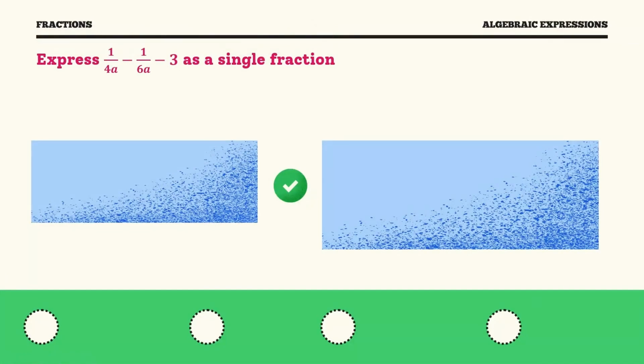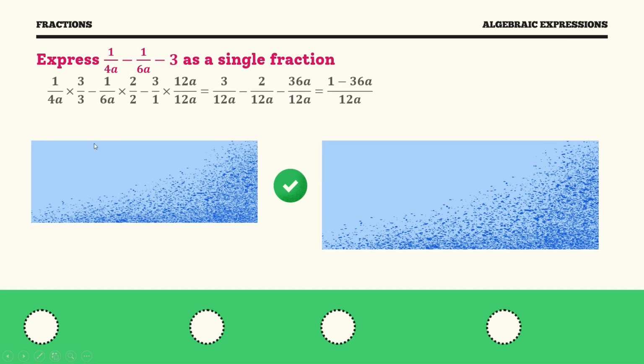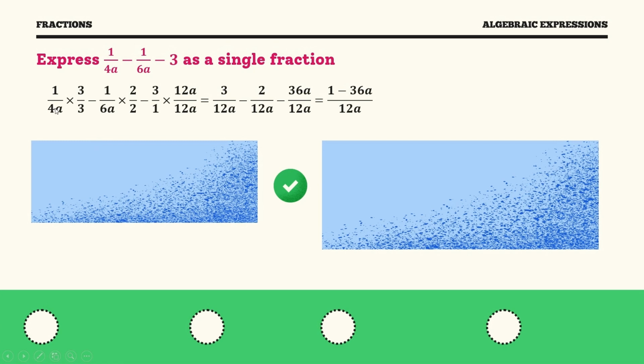Okay, here's an example. They need us to express 1 over 4a minus 1 over 6a minus 3 as a single fraction. We can see that this algebraic expression consists of subtraction operations. So, in fractions, we need to make the denominators the same. So, we do it like this.